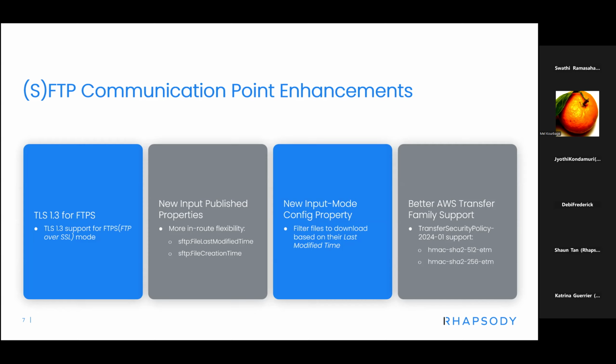Then we have new published properties. These are message properties on messages going through or entering Rhapsody from an SFTP COM point. There will be two new properties which will provide you with a bit more flexibility when configuring Rhapsody: a file last modified time and a file creation time. If you need to find these values on a route, which you haven't really been able to do before, you'll be able to get those details per message from the published property on the message.